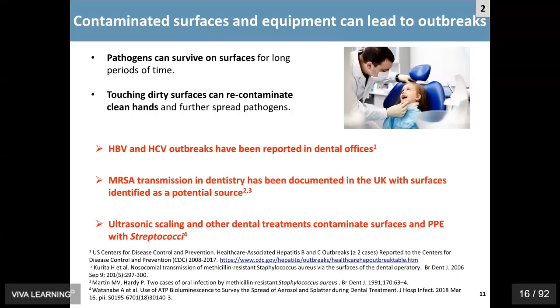As I said earlier, hepatitis B and hepatitis C outbreaks have been reported in dental offices. MRSA transmission has been documented in the United Kingdom, with surfaces identified as the potential source. And ultrasonic scaling, which almost all of us have ultrasonic scalers in the office, and other dental treatments can contaminate surfaces and personal protective equipment with streptococcus.